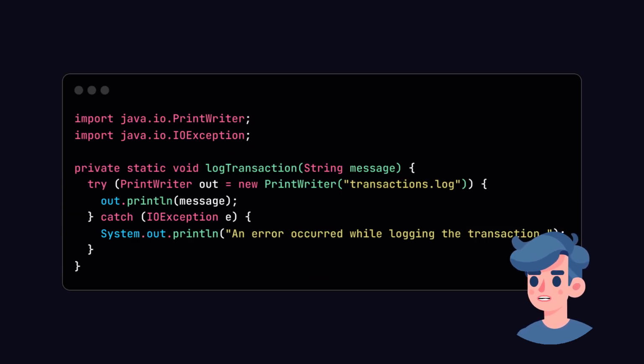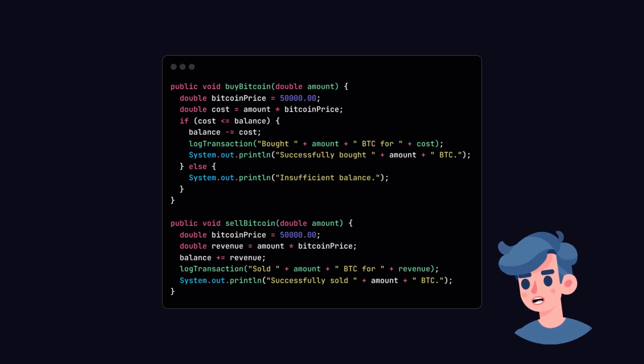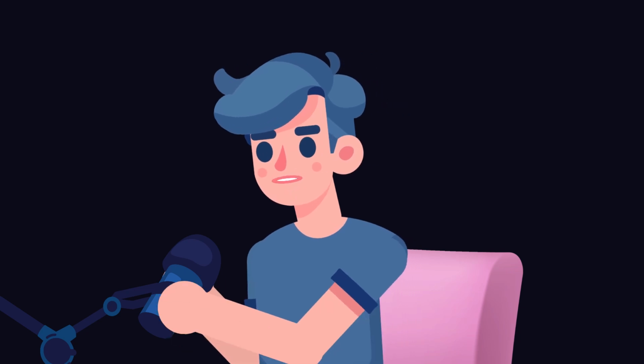Now, we might want to consider adding a logging feature for every transaction. This will help in keeping track of various operations made using the ATM. Now we can incorporate logging in our buy Bitcoin and sell Bitcoin methods. Every time a transaction is made, we'll log that transaction to the transactions.log file. With transaction logging in place, we'll be able to review our interactions with the ATM later on.